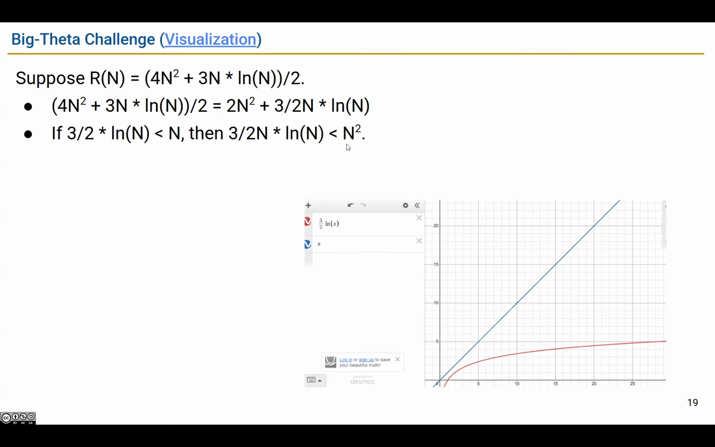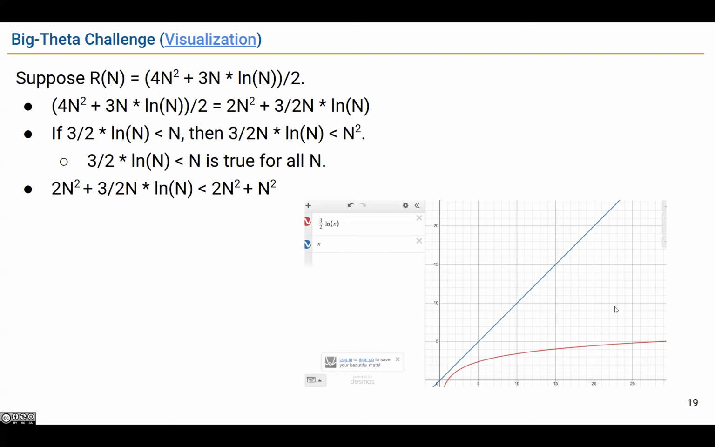Do we agree with this statement? As it turns out, 3 over 2 times natural log of n is less than n for all values of n. Here's another graph that shows this. It's not foolproof, but we can see that the natural logarithm gets less and less steep as we go along, whereas the x just stays steep. So it seems reasonable to say that no matter how far along the line we go, 3 over 2 natural log n is always going to be less than the value of n. If you want to be more formal, you would have to prove this is true, but that's beyond the scope of this class.